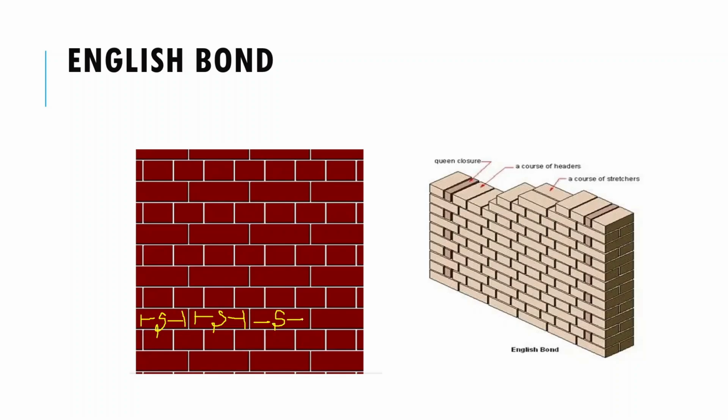That means in each course we have one kind of bond. This course is completely made up of stretchers. Alternate to this course we have headers. This is a header, this is a header, and this is a header. So this course is completely headers and this course is completely stretchers. Each course is made up of stretchers and the alternate course is made up of headers. So this is your English type of bond.